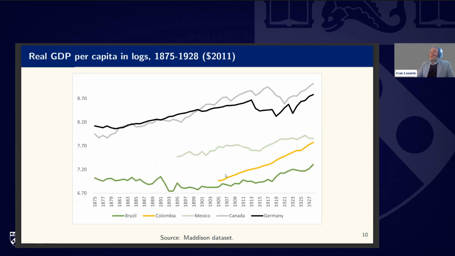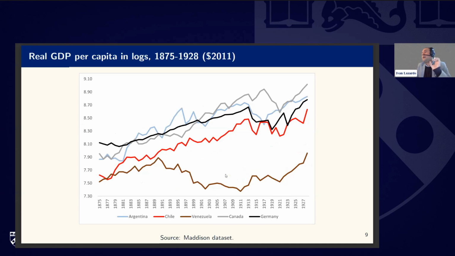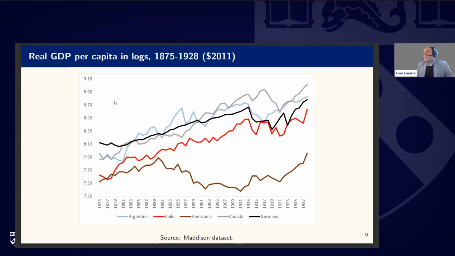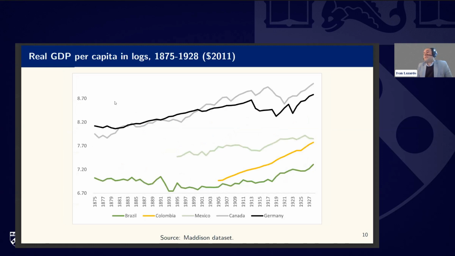Now, let's review countries that didn't do particularly well. In the first figure, we examined the countries with the best performance in terms of economic convergence. But now let's see the case of countries that didn't do particularly well. We have the case of Mexico, where you have a more gradual transition from stagnation toward more economic growth. Also, we have the case of Colombia.